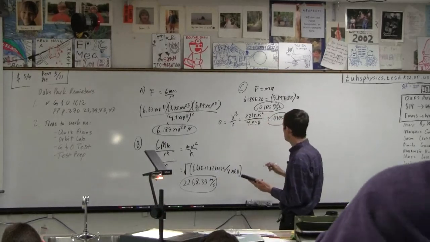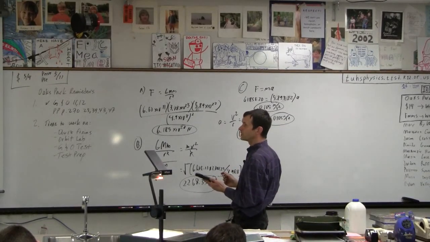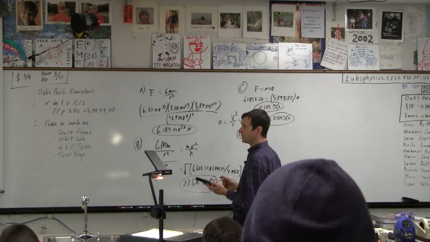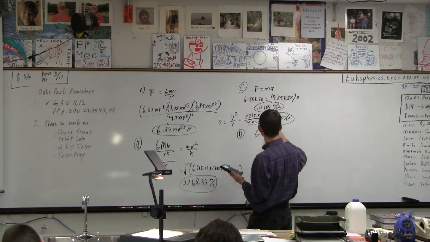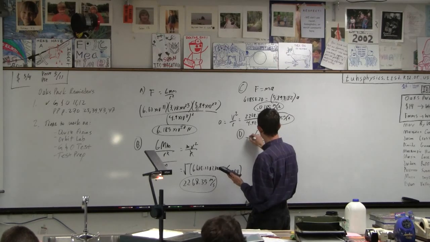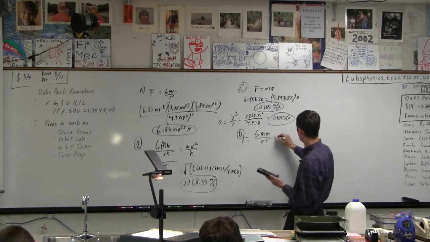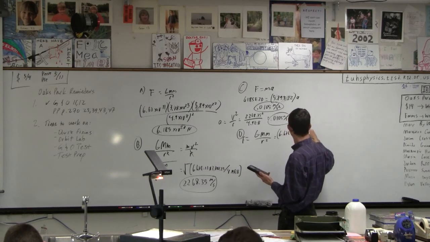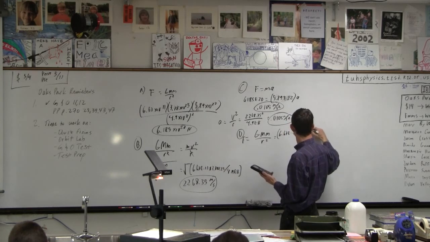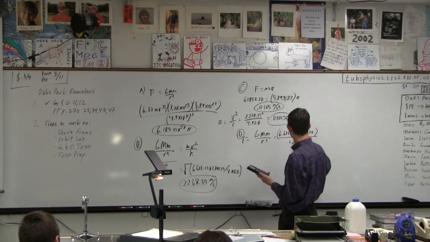All right, and then D says the force between an 8 kilogram bowling ball and the 130, so that's another GMm over R squared, right? This is going to be a very small force, 6.67 E minus 11, and then over 1.78.